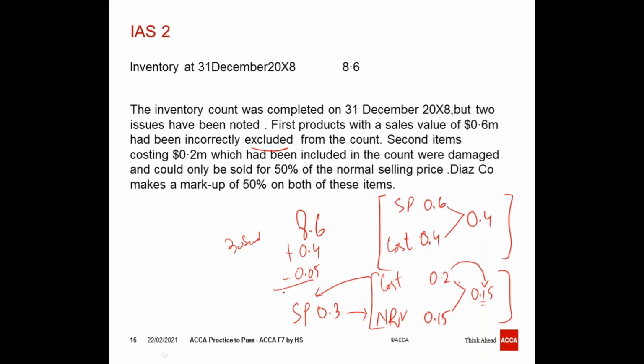So first of all, you need to add 8.6 million plus 0.4 minus 0.05. So the answer will be 8.95. Is it clear to all of you?